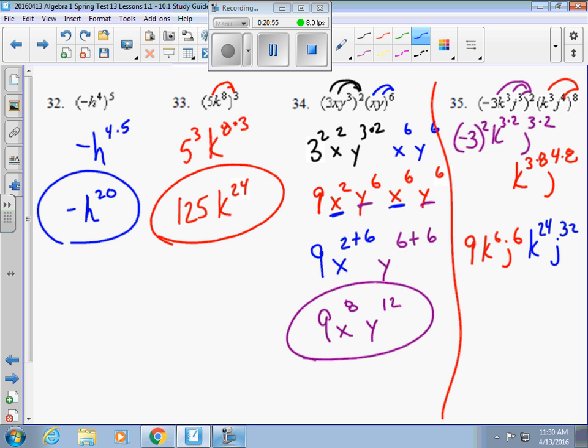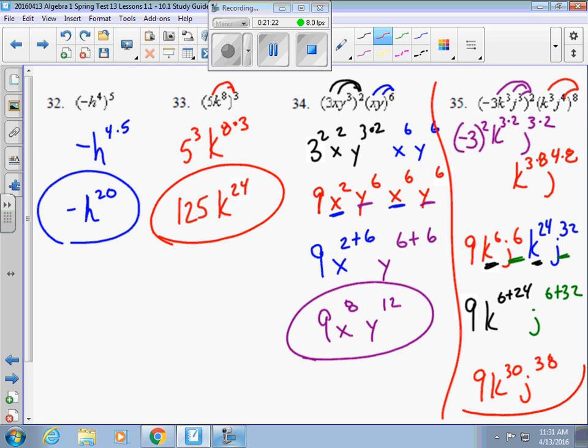You just add them. So same bases. Again, only one coefficient, 9. You have k and k, so you add the exponents, 6 plus 24. And j and j, so you add those exponents, 6 and 32. So finally at the end, a lot of work to get to it, 9k to the 30th, j to the 38th power.